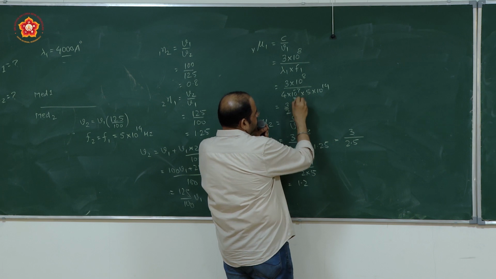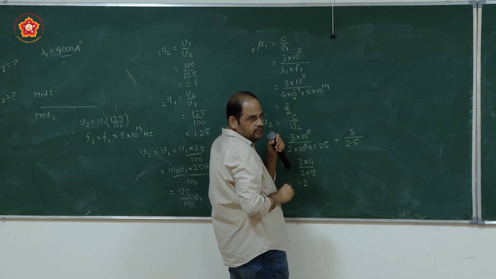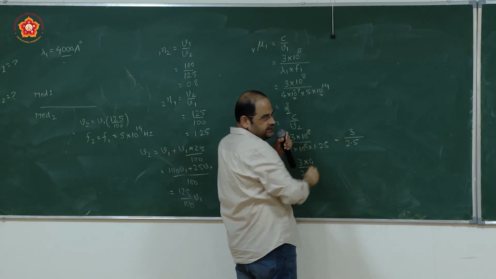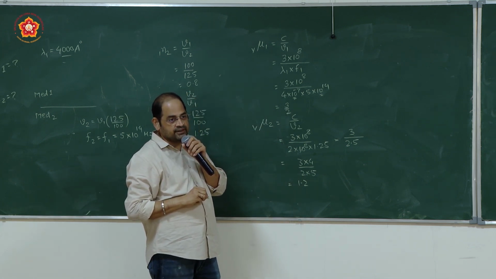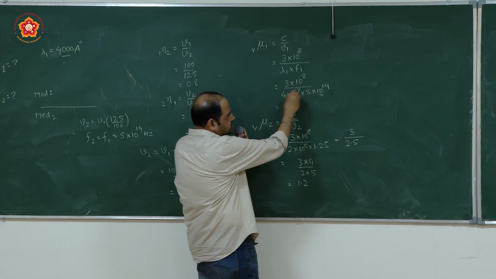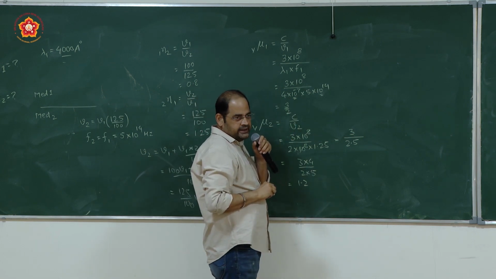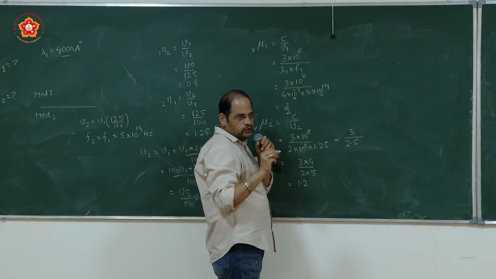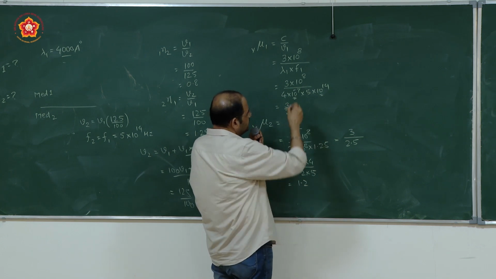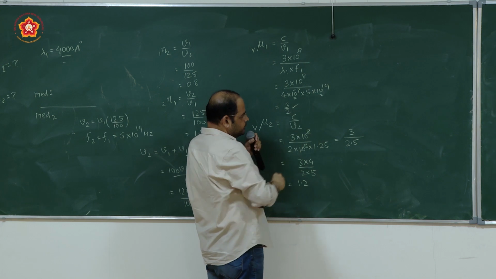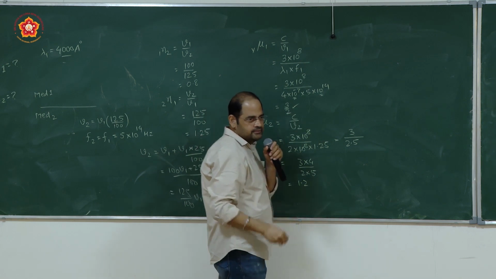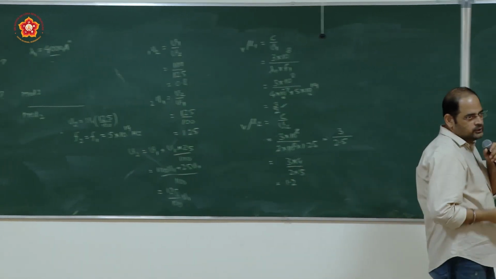So this is 10 to the power minus 7 into 10 to the power 14. How much it will be? 10 to the power 7. And 5 fours are 20. So 2 into 10 to the power 8. So 10 to the power 8 is getting cancelled with all the figures there, and you are left out with 3 by 2. Okay?